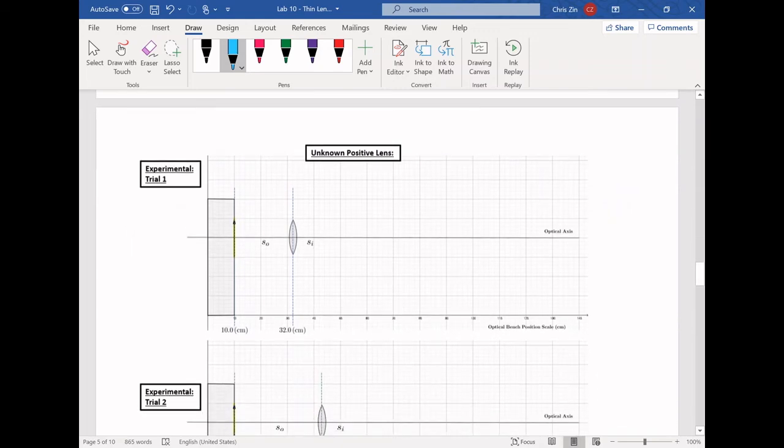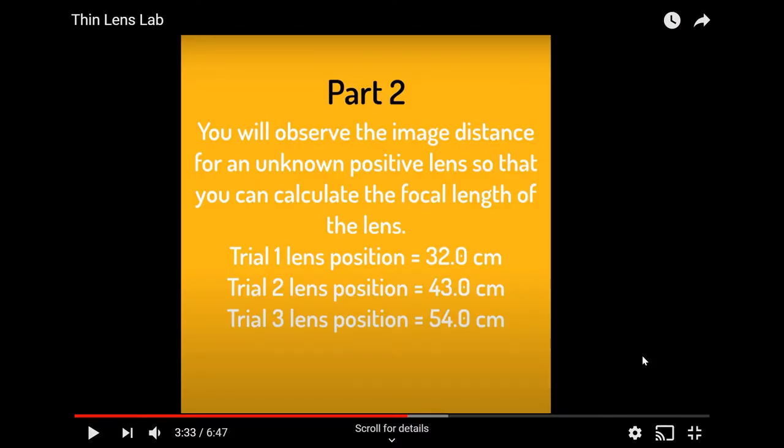Down here are the setups that we used. We have the object again at the 10 centimeter mark. We're going to start with the unknown focal length lens at the 32 centimeter mark. And let's go to the video to find what the image distance was, or the image location was.